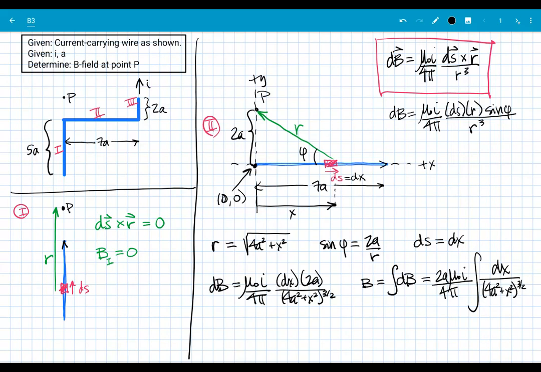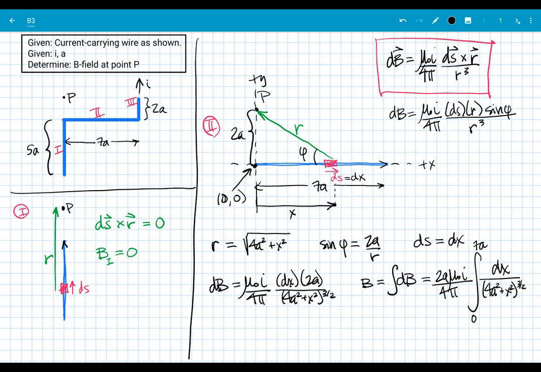And for that, I will look at my bounds. For my coordinate system choice, I'm just going to go from 0 to 7a. So yes, I can integrate that, and that will give me my magnitude for B.